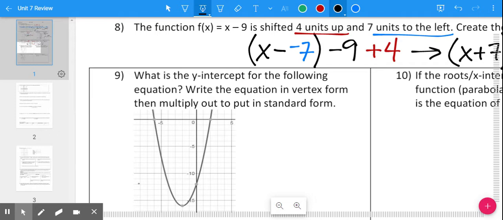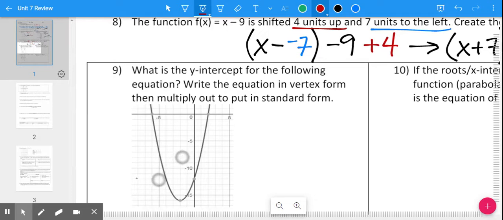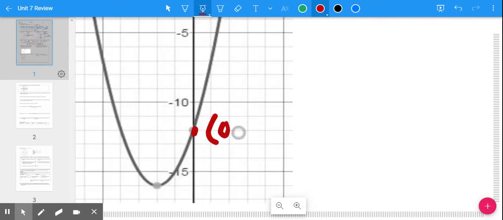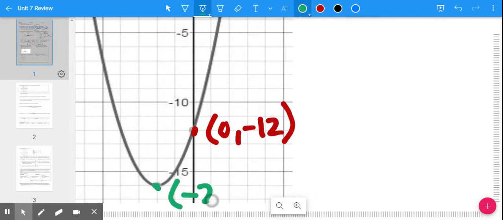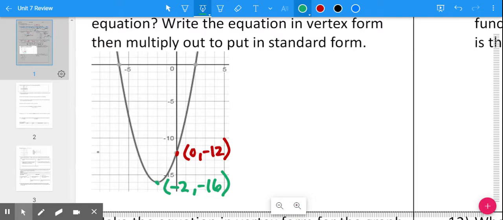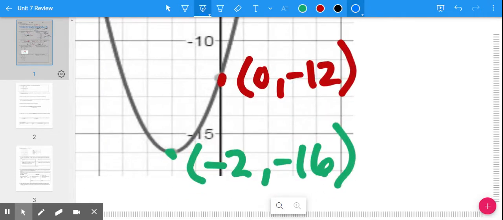So this one asks, what is the y-intercept? On your paper, it's not very clear, so pay close attention here. So we have a y-intercept of negative 12. So 0, negative 12. The vertex for this one is down here at negative 2, negative 16. So if we're going to write this in vertex form, then multiply out to put it in standard form, we also have to know a. So if you look left and right of the vertex, it's up one block. So that means your a is 1.